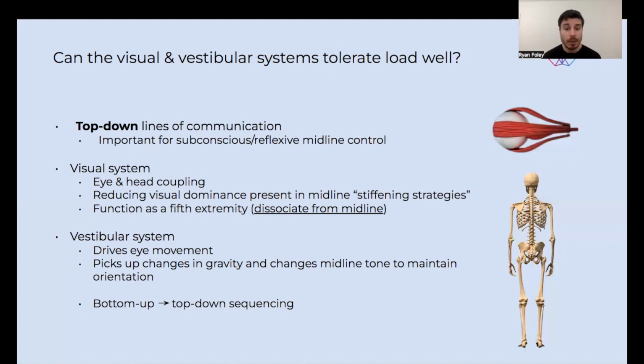Okay, now another key feature of the visual system is the capacity to dissociate the eyes from the head, so they can move in opposing directions, so they can dissociate from each other essentially.